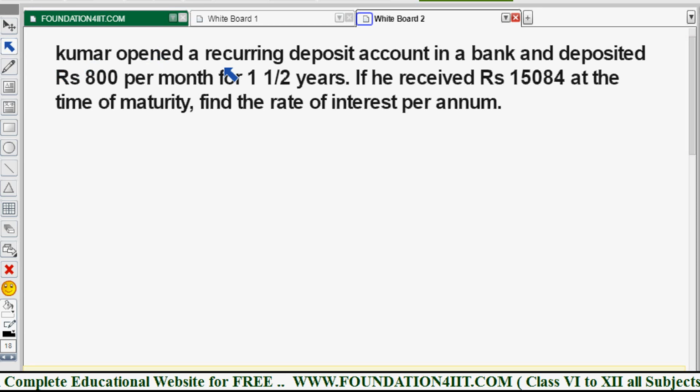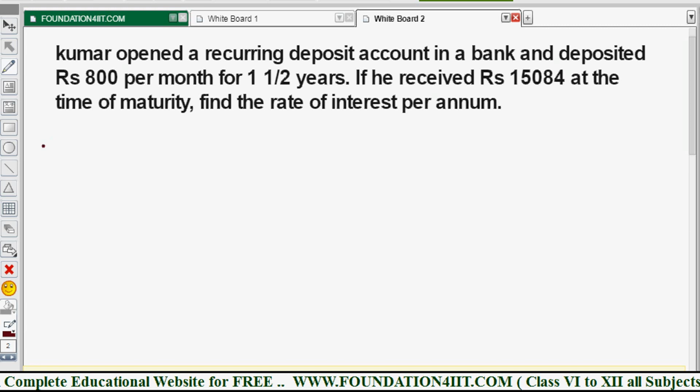Kumar opened a recurring deposit account in a bank and deposited rupees 800 per month. So 800 is the principal P, for 1 1/2 years, so 1.5 years. If he received 15,084 at the time of maturity, so the maturity value is given, find the rate of interest per annum. Simple interest is also not given, we need to find that also. Let me take the given data first, then apply the simple interest formula and solve this problem.